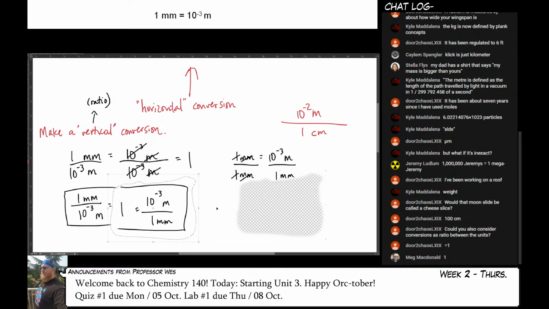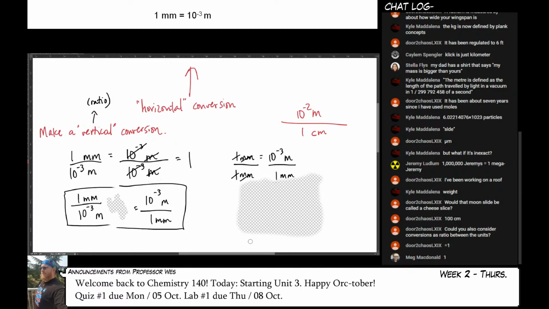Since I have something that equals 1 and something else that equals 1, they must equal each other. And so what we can do is just get rid of the middleman here, and go like that. There you go. So this is how we make vertical conversions, or conversions that look like ratios, out of these horizontal conversions at the top. That's the mathematical proof that you can do that.